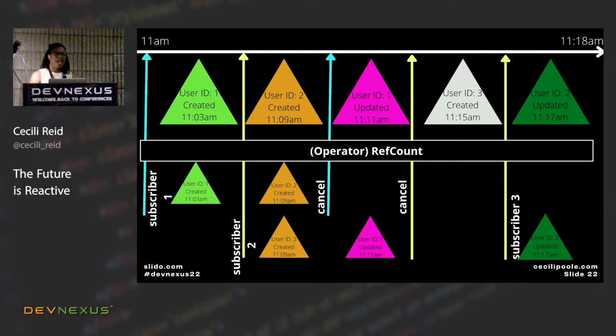So that's what ref count does. It takes a second to really wrap your head around it, but it allows me to keep the connection alive for my publisher, no matter the number of subscribers I have, but I also don't want to keep pushing events if I don't have any subscribers.